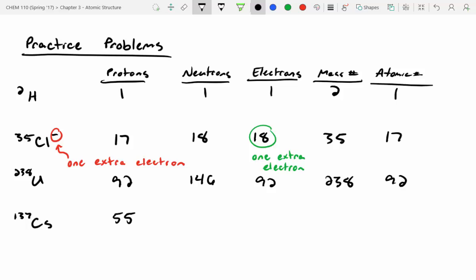Neutrons? 82. Electrons? 55. Mass number? 137. And atomic number? 55.